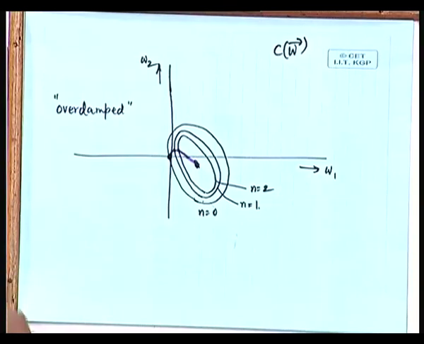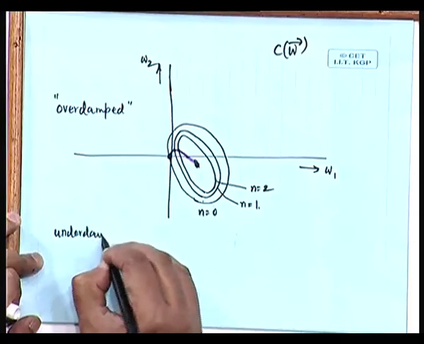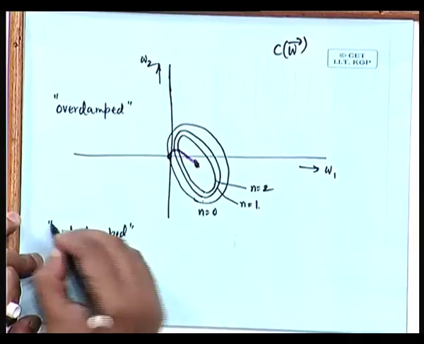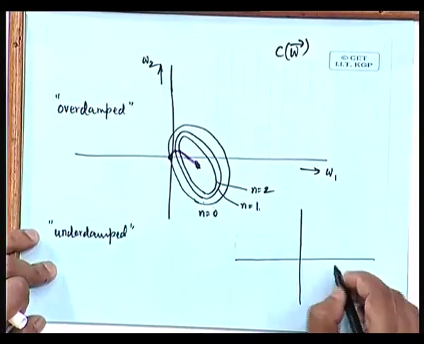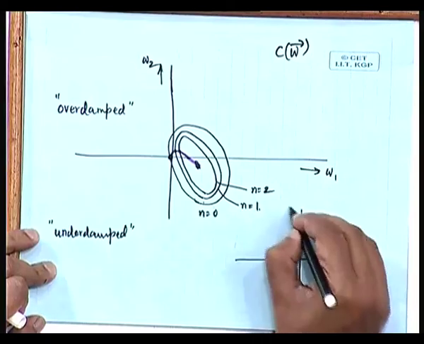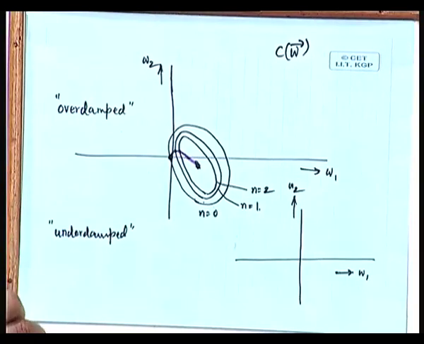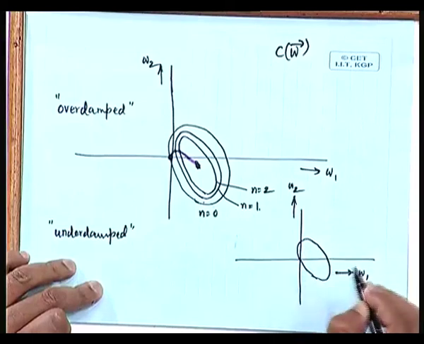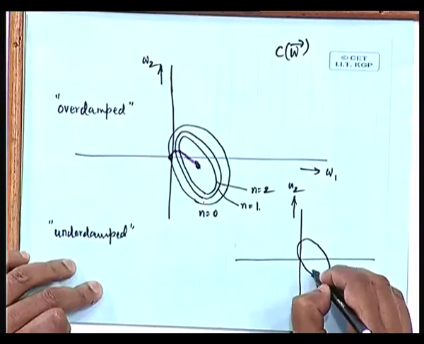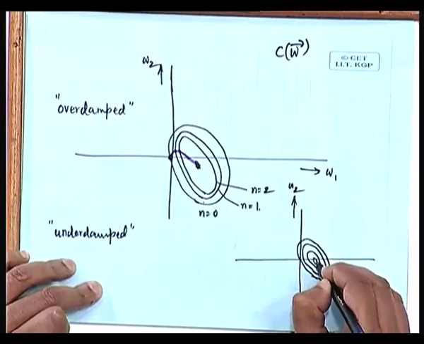Now, the response could have been underdamped also, and in case it was underdamped, what would have happened? In that case it would have travelled in a zigzag fashion. So, here if we take again a two dimensional space W1 and W2, and if these are the contours that we imagine, let us say this is the contour for n equal to 0, for n equal to 1, for n equal to 2, and so on.